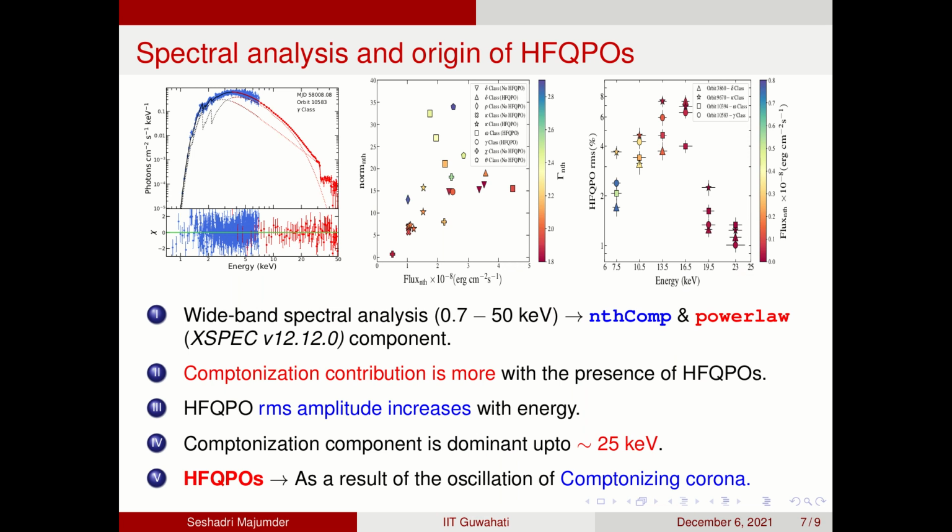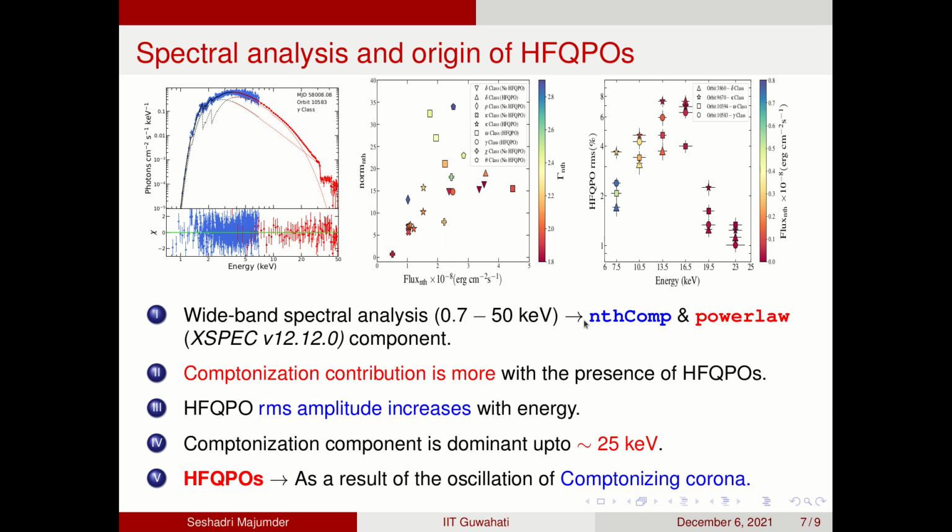So to connect these timing properties with the spectral properties of the source, that means the accretion dynamics, we have done the spectral analysis in the 0.7 to 50 keV energy band. So we have obtained the broadband spectra from taking data from SXT and LAXPC of AstroSat, and we model with the physically motivated model nthcomp as well as power law.